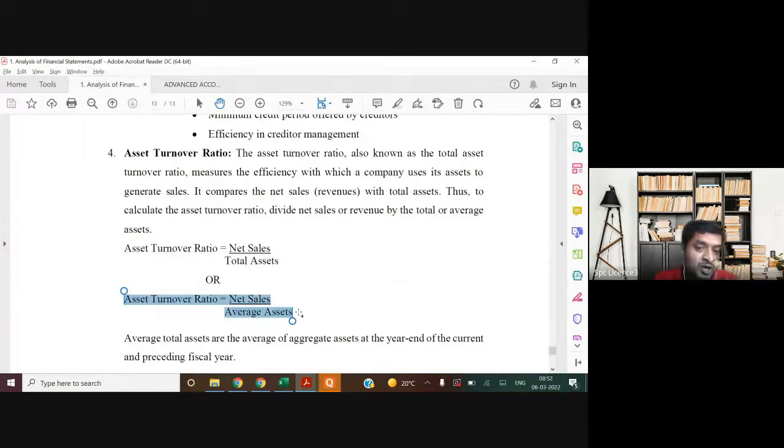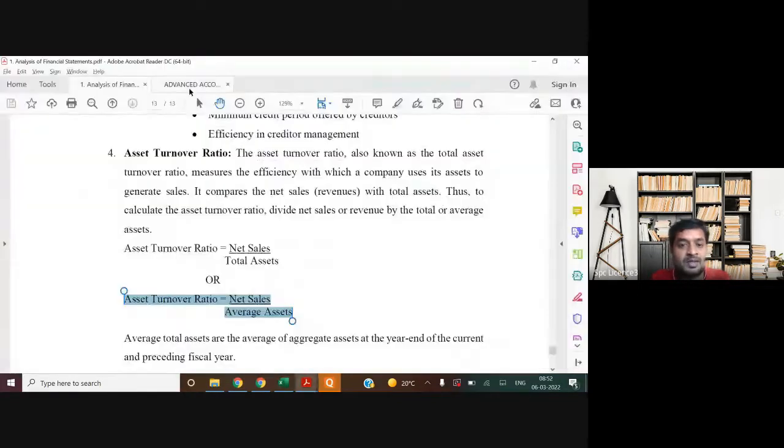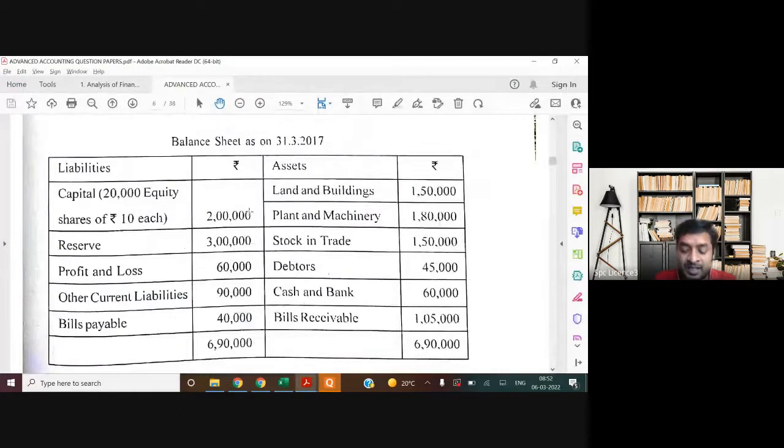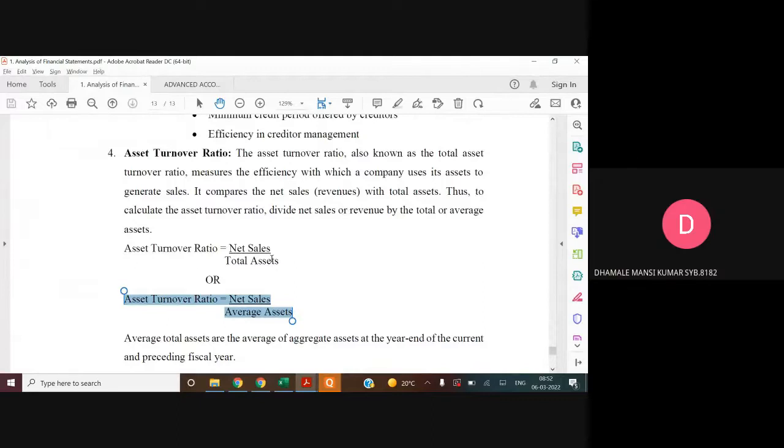But as a TY student, you will not get the data of the previous year's balance sheet. So now look here, in this problem, you have only 1 year's balance sheet, so you cannot calculate average total assets. So in that case, you are supposed to use this formula: asset turnover ratio is equal to net sales divided by total assets. Understood now?